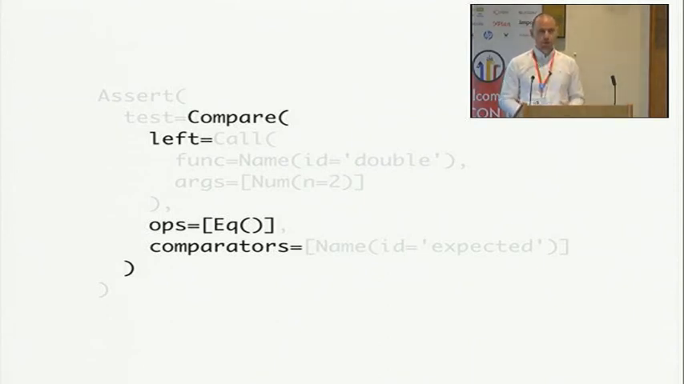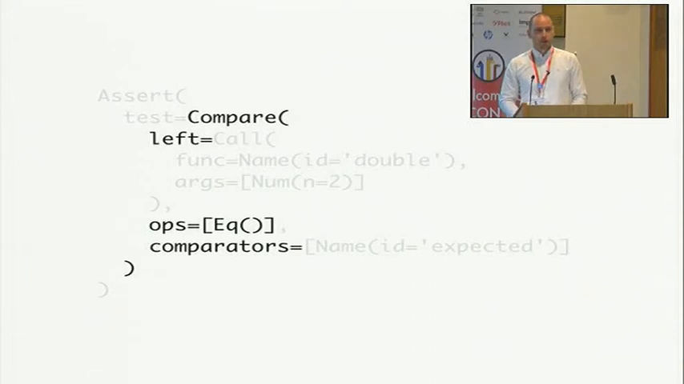It's a comparison node. A comparison node is common for all Python comparisons, so equals, not equals, less than, greater than or equals, stuff like that. The Compare node has three parameters, three fields: the left-hand side of the comparison, the operator, and the right-hand side.